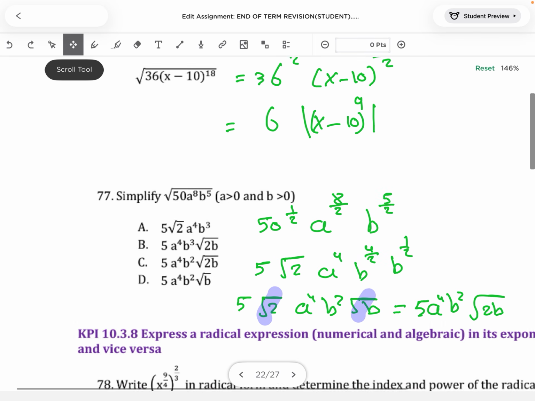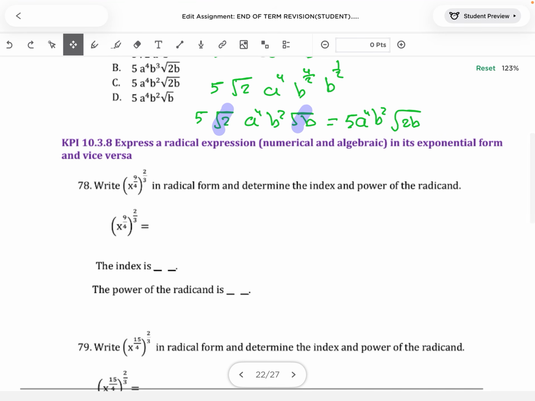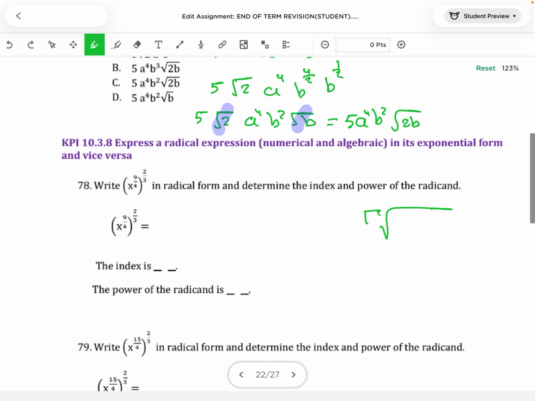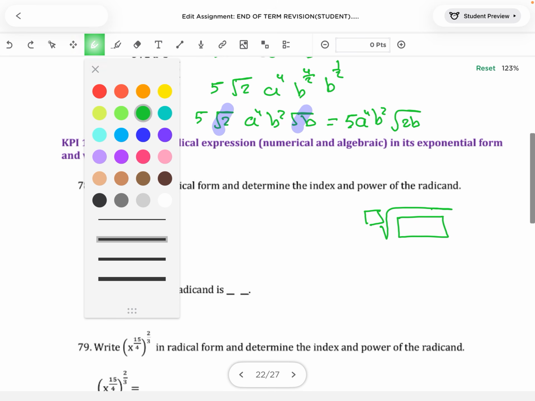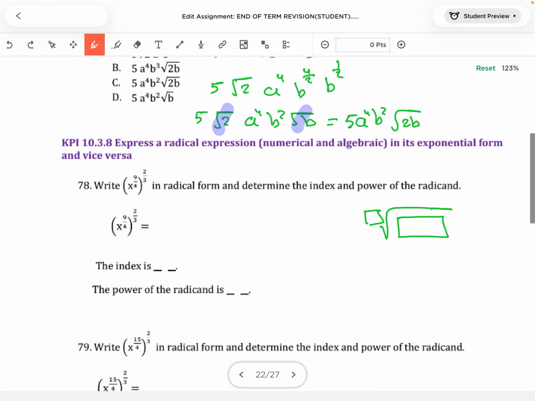Next one. Write in radical form, determine the index and the power of the radical. For any radical expression, we have a number here, and we have an expression or number here. This number here is called the index, and the radicand is this one, any expression under the radical.